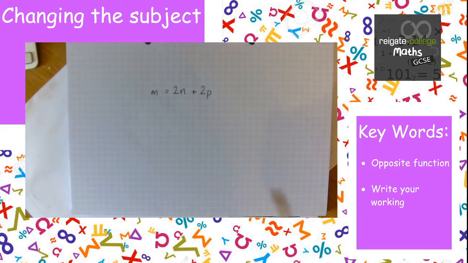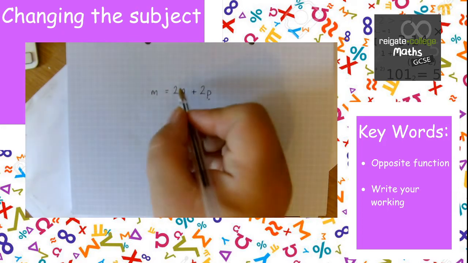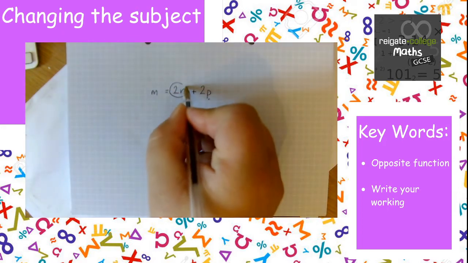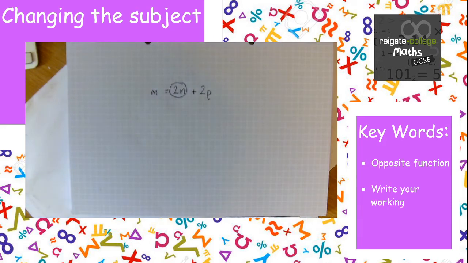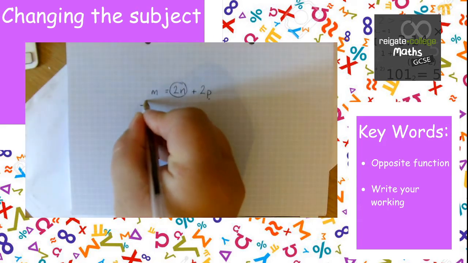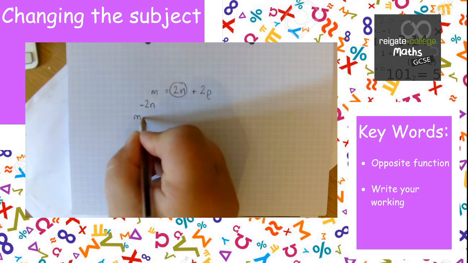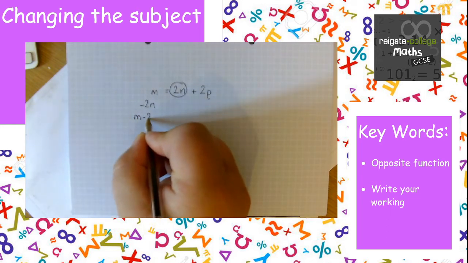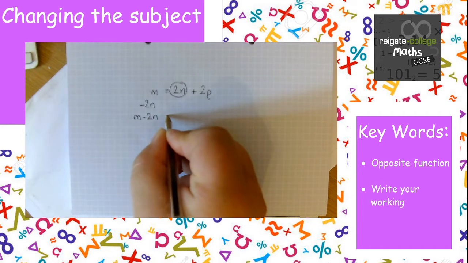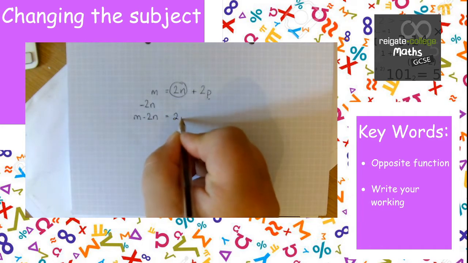I'm going to make p the subject of this formula. Firstly, I'm going to do the opposite of this, minus 2n. Rewriting the formula, m minus 2n is equal to 2p.